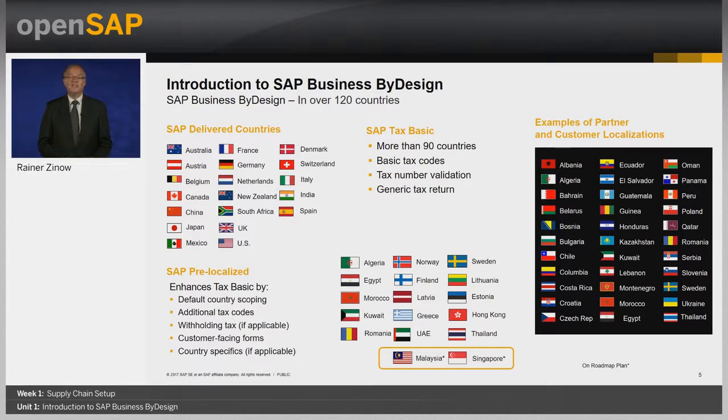In addition, we offer tax basic content for about 90 plus countries. Tax basic means we have some basic settings in the system for taxation codes, VAT, withholding tax, and so on. All of this is available to you and your partners via dedicated toolkits. So you can also build out country versions, which SAP does not support.